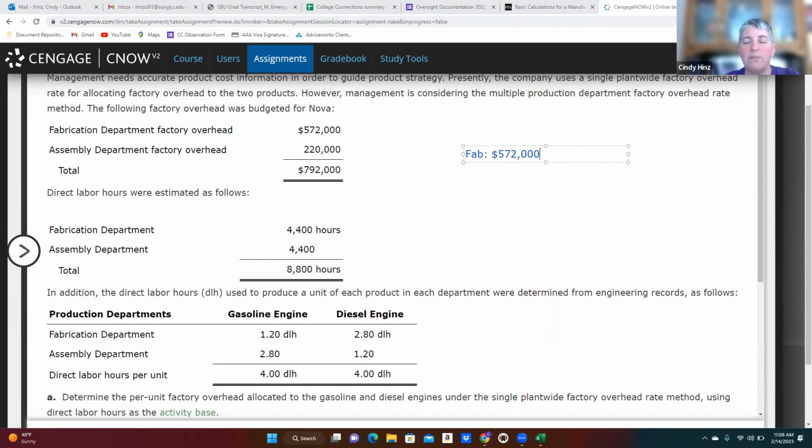The total cost given for fabrication is $572,000, and that's for 4,400 hours. 572,000 in my numbers divided by 4,400 hours is $130 per direct labor hour. And for assembly, we have $220,000 total divided by 4,400 hours, which gives us $50 per direct labor hour.